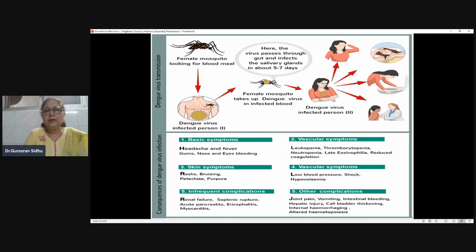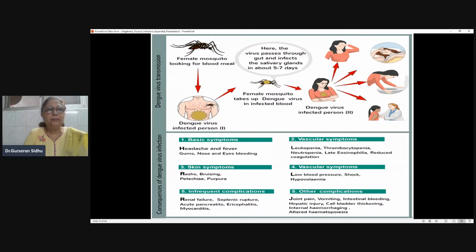Similarly, leukopenia, all the lines are low: thrombocytopenia, neutropenia, and eosinophilia, which comes late. The coagulation factors are affected because of the hepatic involvement, your INR jumping high to 2 and 3, and you are not only transfusing platelets to the patient, you are transfusing FFPs. The patient goes into hypovolemic shock, and dengue hemorrhagic fever, and also vomiting, intestinal bleeding, hepatic injuries, bladder thickening, joint pains, basically what we call multi-organ involvement, multi-organ syndrome, MODS, which comes with a bad dengue.